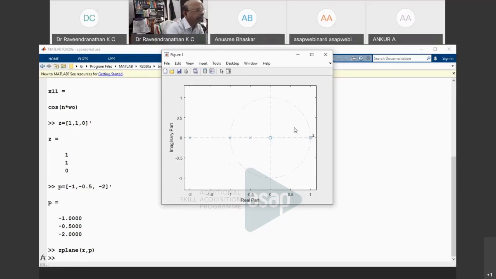This is the pole zero plot. You can see that the poles are denoted by these crosshair symbols. One is at -2, this is at -1, and this is at -0.5. Whereas the zeros are at, there is a multiple pole at z equal to 1. That is shown by this number 2. There is a multiple pole and one zero at the origin itself, right?